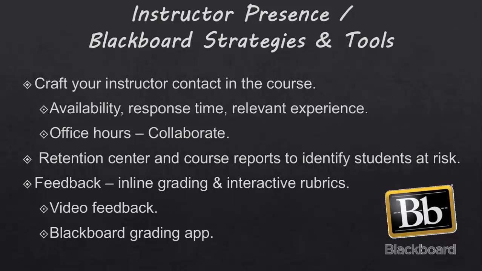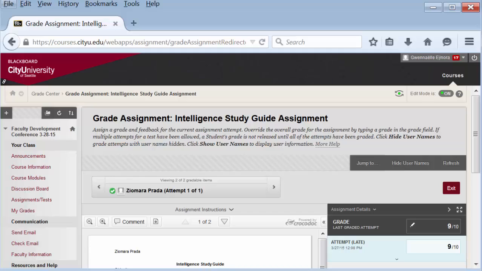So now I'm going to jump into Blackboard and show you the different types of feedback you can give when grading. So the first way to give feedback is specifically within the document, and to do this there are two options. One is to download it and make changes by track changes in Word, and the second one is to do inline grading here within this Grade Center.